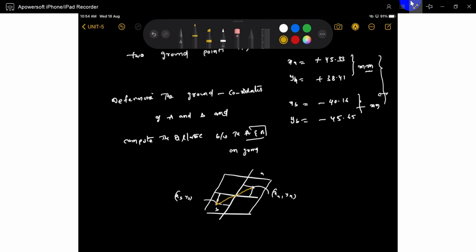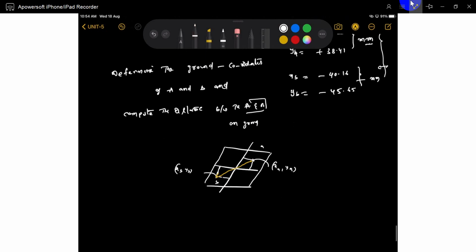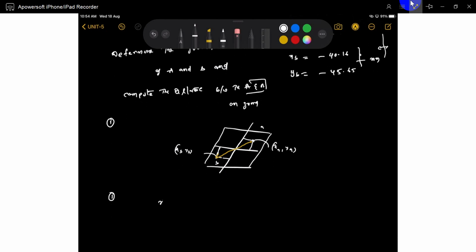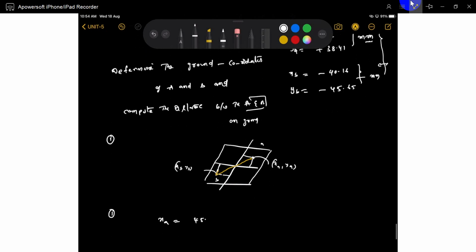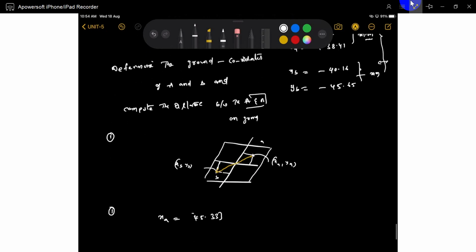Why? So see, how can you find out? See this problem. Directly multiply with the scale. If you see, XA in the photograph is 45.333. So in the ground, how much are the coordinates? Directly multiply with the scale. We know the photographic distance, and we have to find out the real distance, so we have to invert it. So we have to invert it, H minus HA by F. We already discussed this.